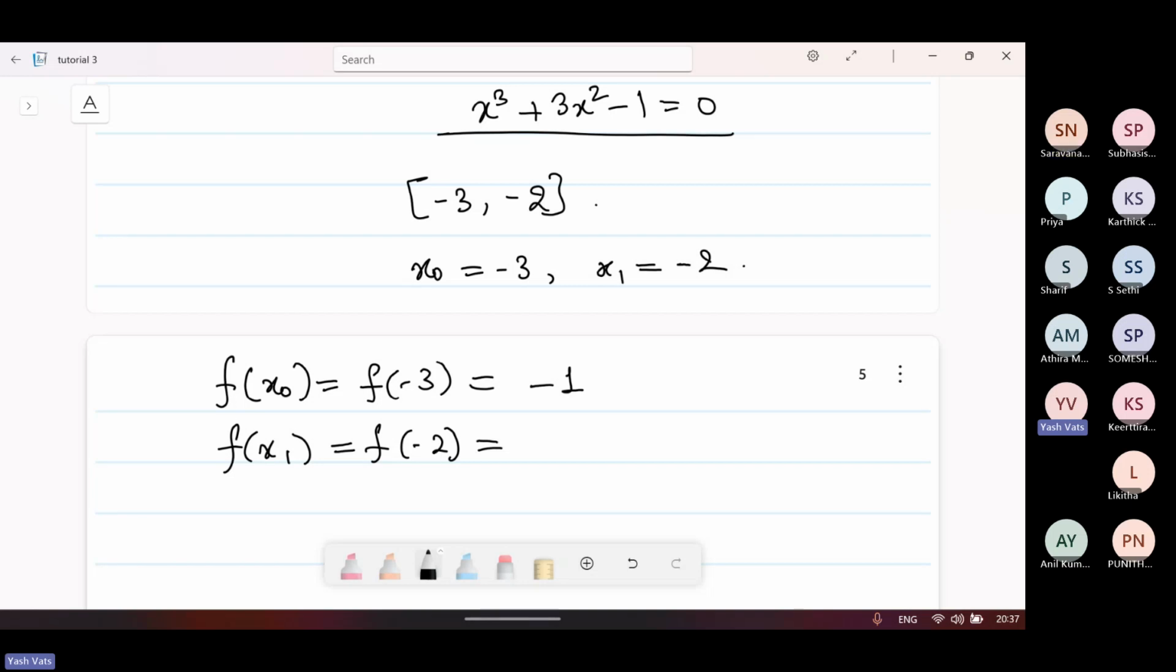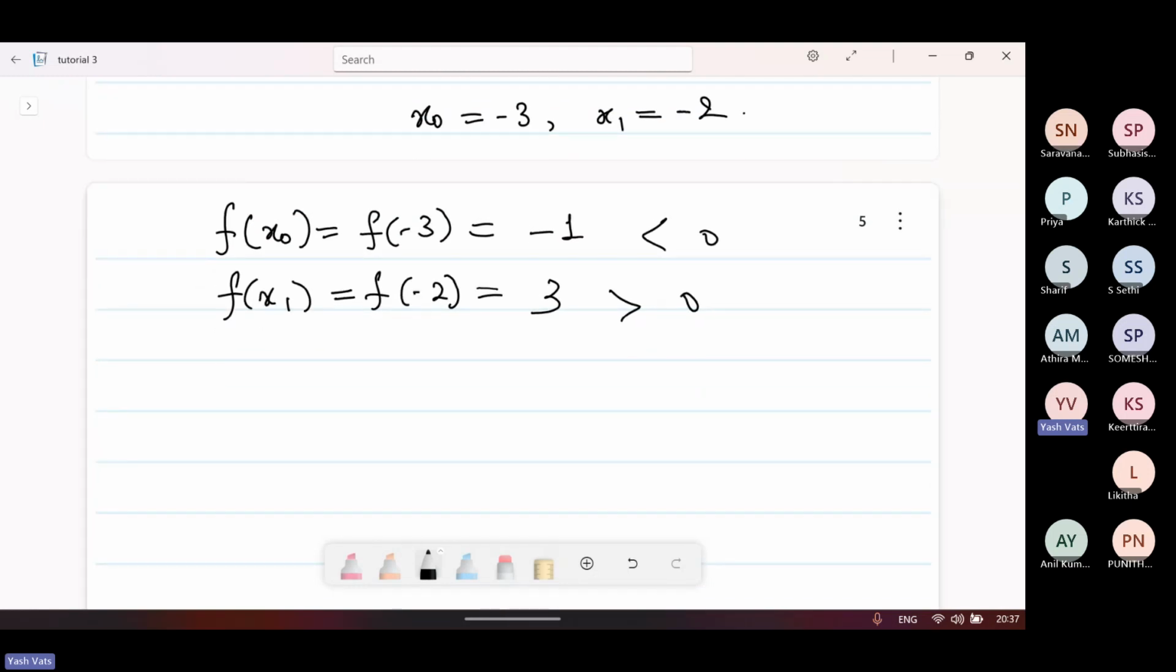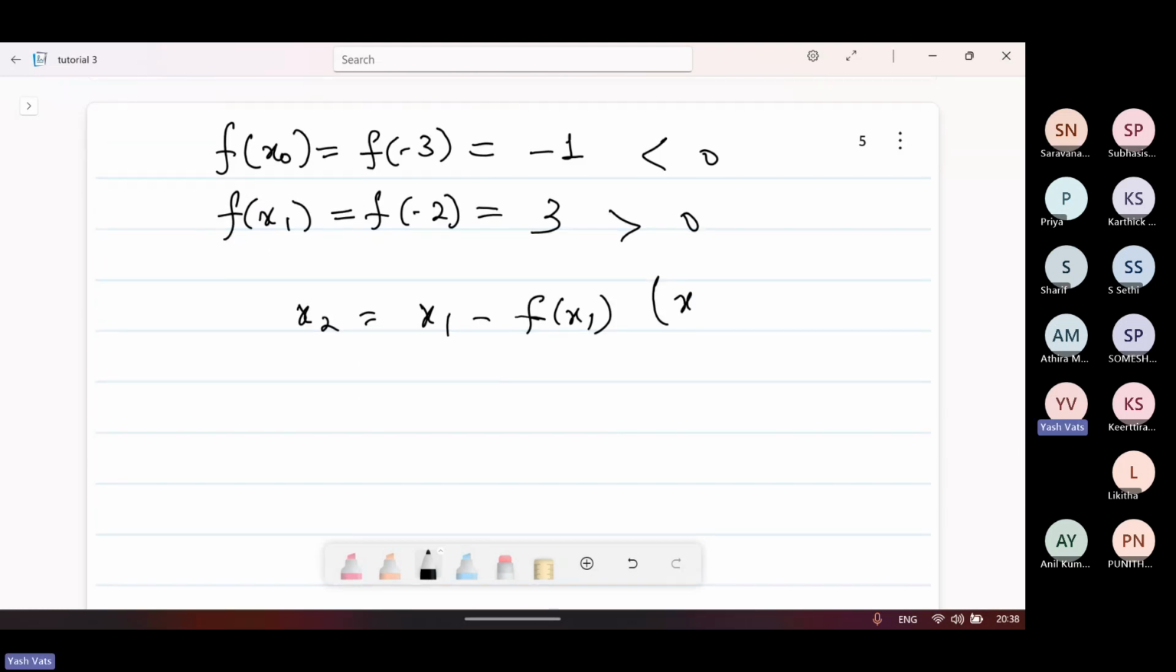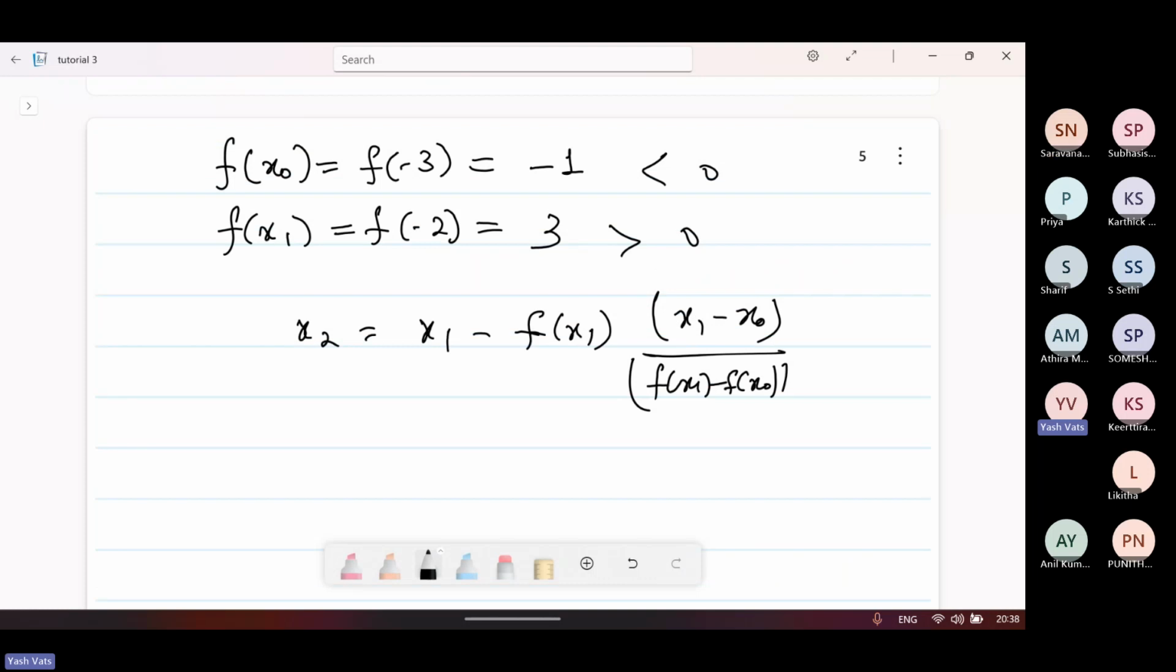So we can apply the bisection property for the false position method, right? In this case, one is less than 0 and the other is greater than 0, so we are sure that the root lies in between. How do we find the next root, x2? It comes from the secant method: x1 minus f of x1 times (x1 minus x0), divided by f of x1 minus f of x0. The negatives will cancel out.